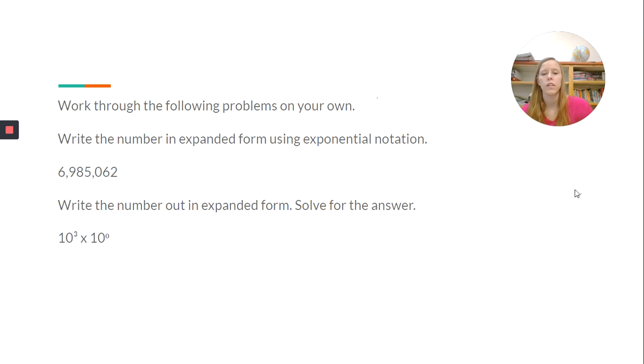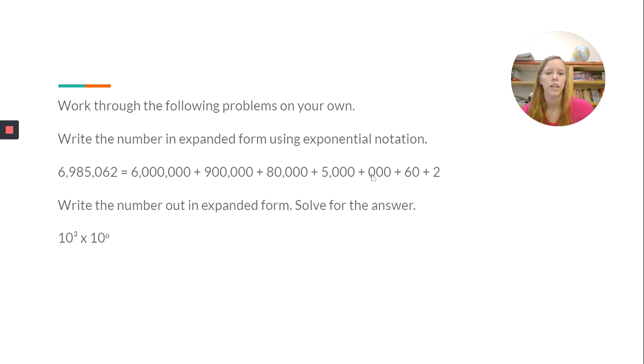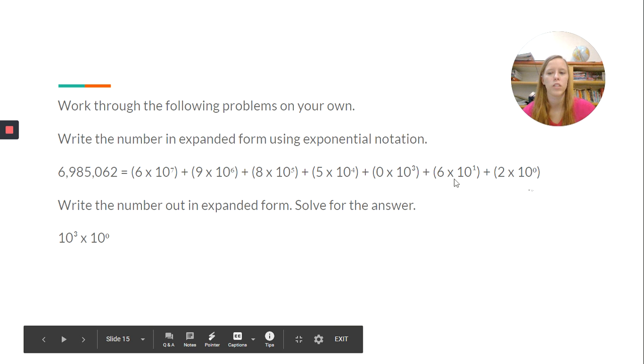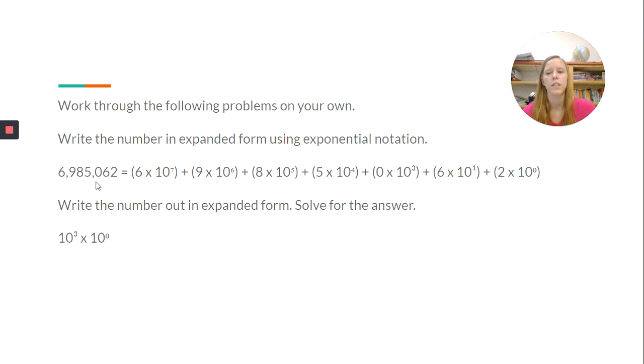All right, so for the first one, we can break it down again into 6,000,000, 900,000, 80,000, 5,000. There's nothing there, but we're writing it as a placeholder, 60, and then 2. So what does that mean? We have 6 times 10 to the 7th, because that's how many places it's in, 9 times 10 to the 6th, 8 times 10 to the 5th, 5 times 10 to the 4th, 0 times 10 to the 3rd, which is just going to be 0, 6 times 10 to the 1st, and 2 times 10 to the 0 power. Remember, that's just 1, so 2 times 1 is 2. And we have this 0 here to hold that place.